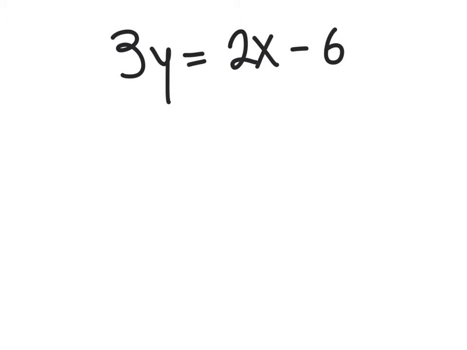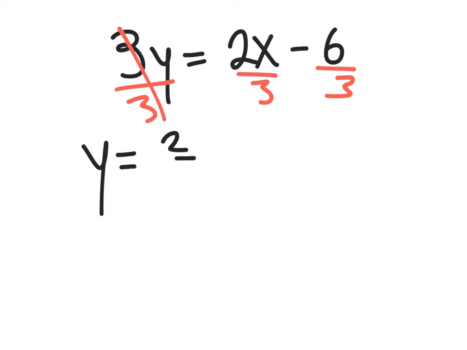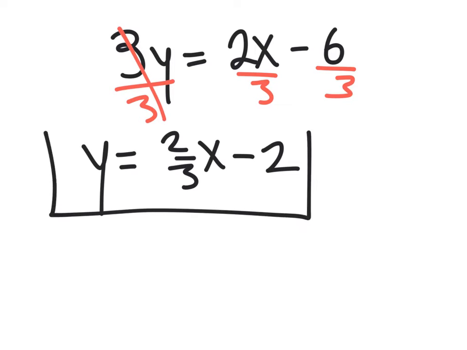So the first thing to do is to rewrite it in function form. That would mean to get y by itself. So if you divide everything by 3, you end up with y equals 2/3 x minus 2. Ladies and gentlemen, I hope you're all keeping up with this in your notebook. So this is a function form equation now.